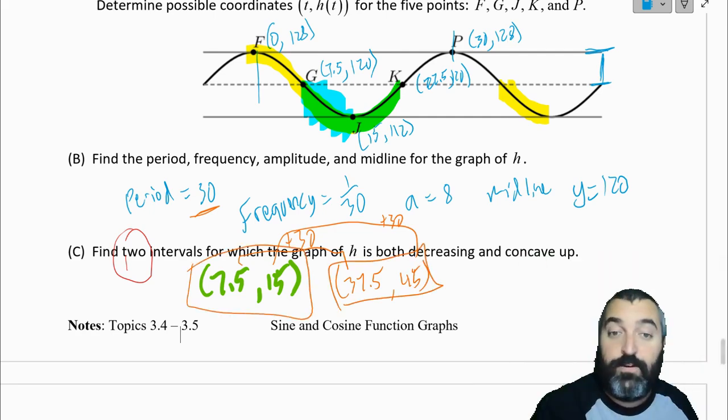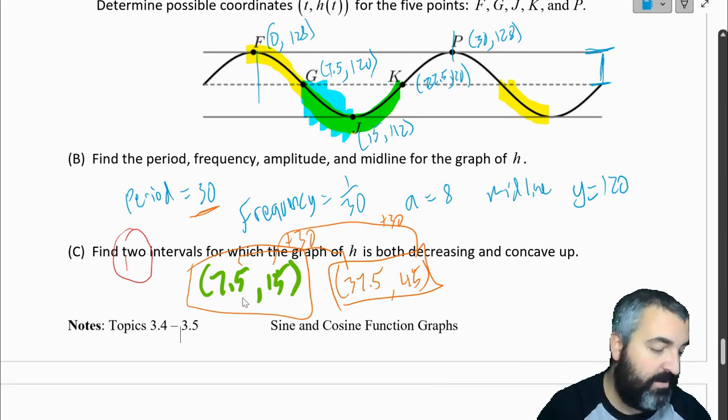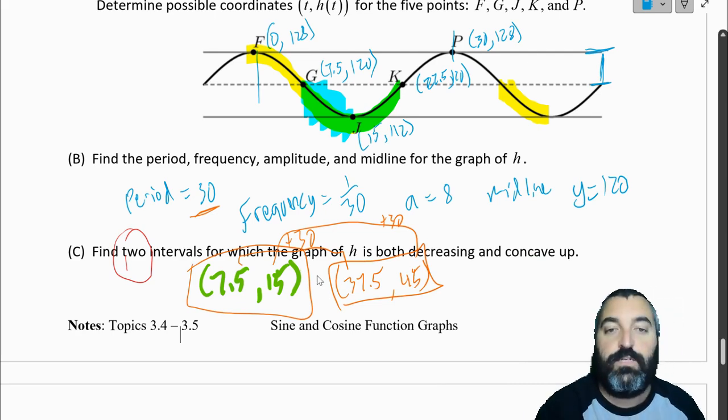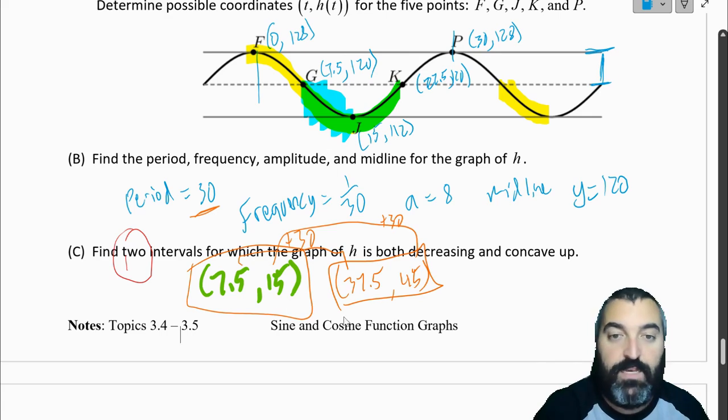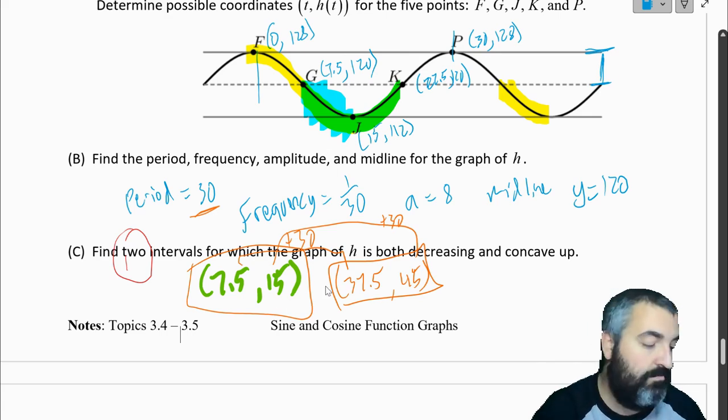We can come up with a lot more just by adding or subtracting 30, and we're going to get more and more answers. But we only needed these two. These two would probably make the most sense. But again, there's lots of different answers here. Find the one we can find, and then use your period to find as many more as you want.